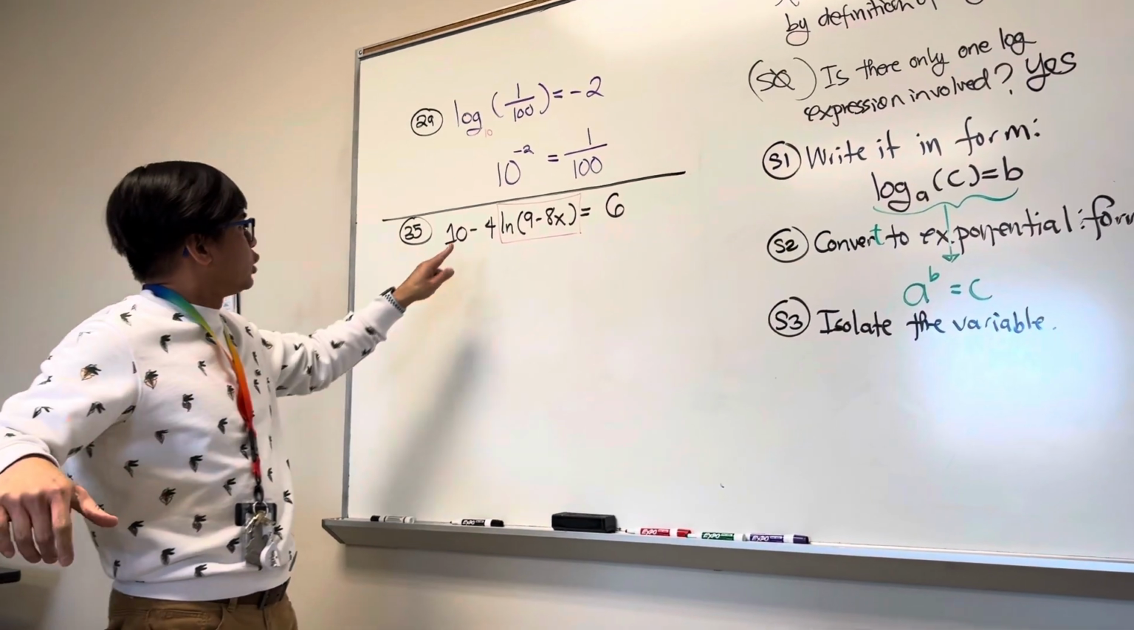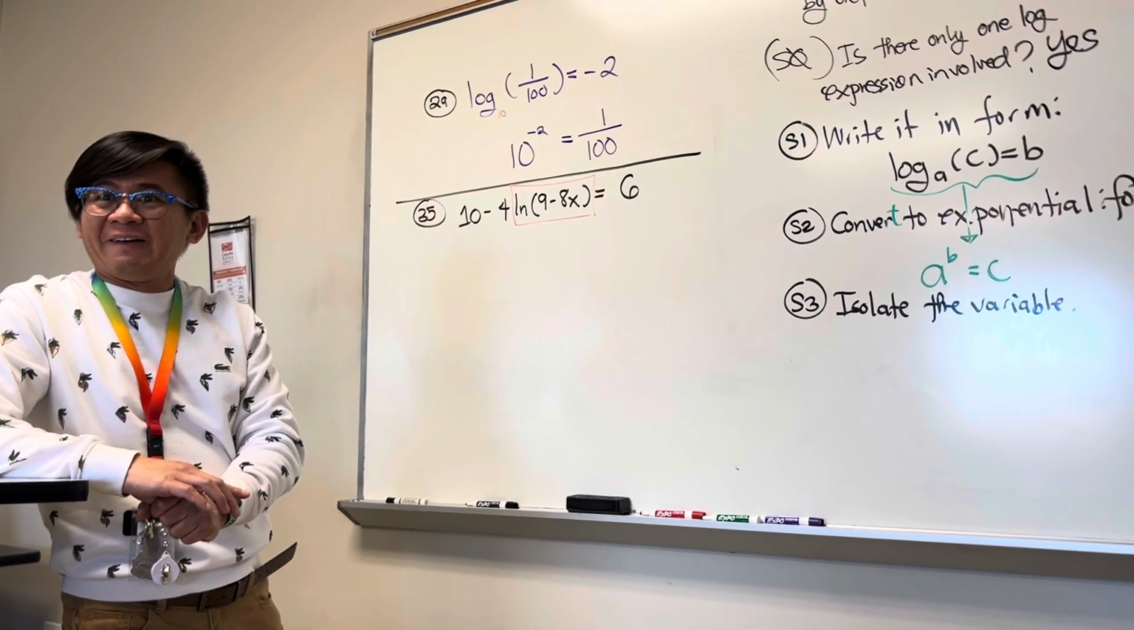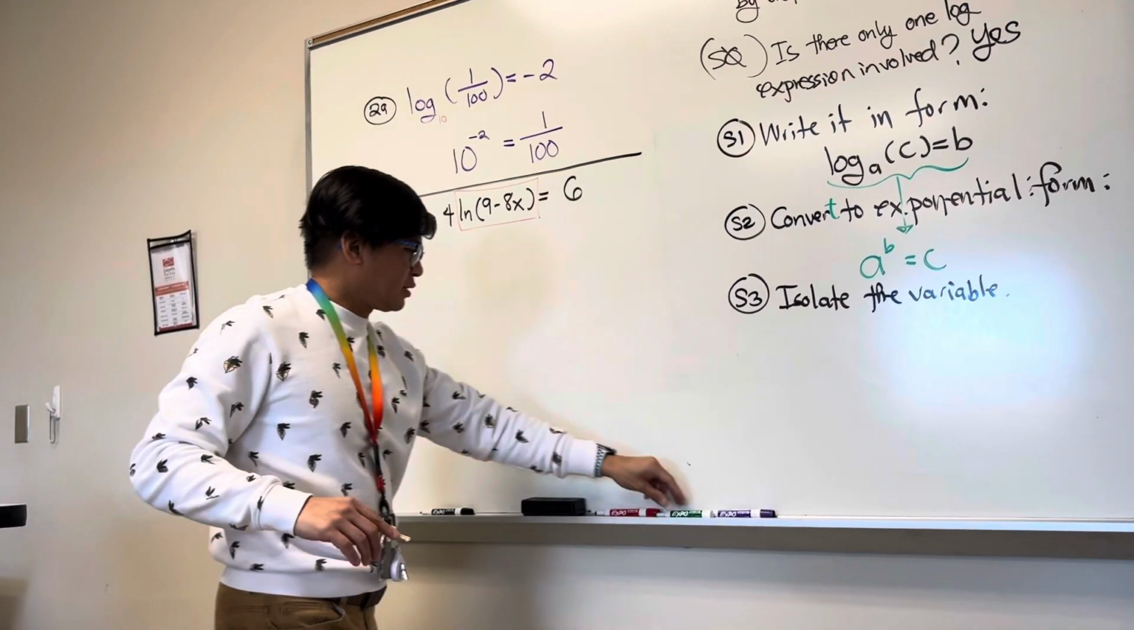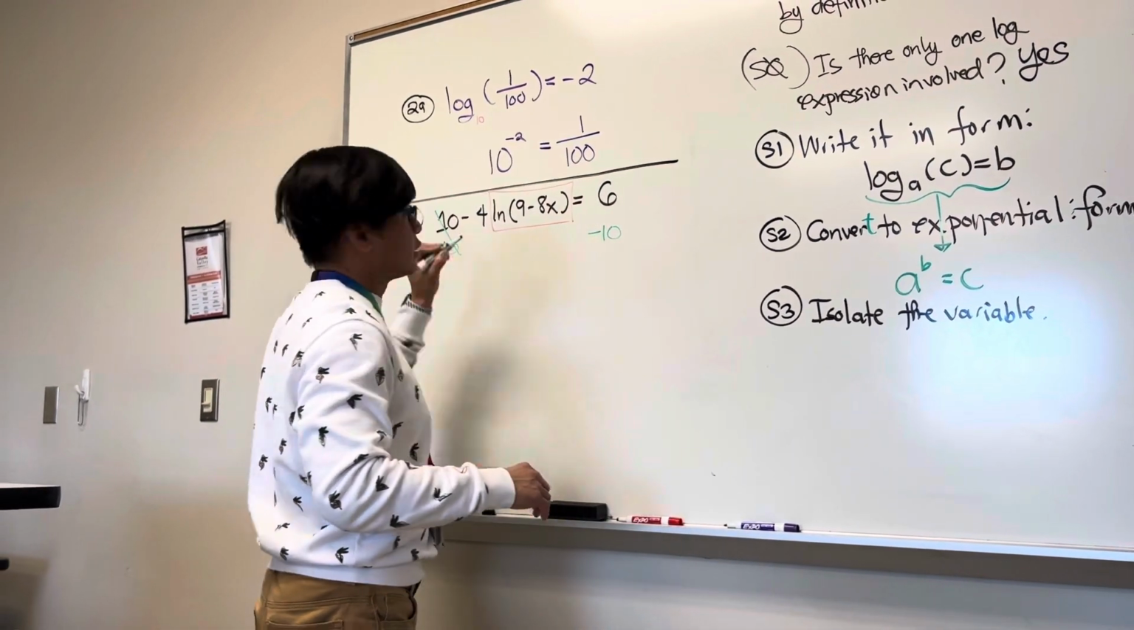What do we do first? Do we get rid of the minus 4 or do you get rid of the 10 first? Get rid of the 10. Perfect. That's correct. So minus 10 on both sides. Here we go. Right? Cancel out.